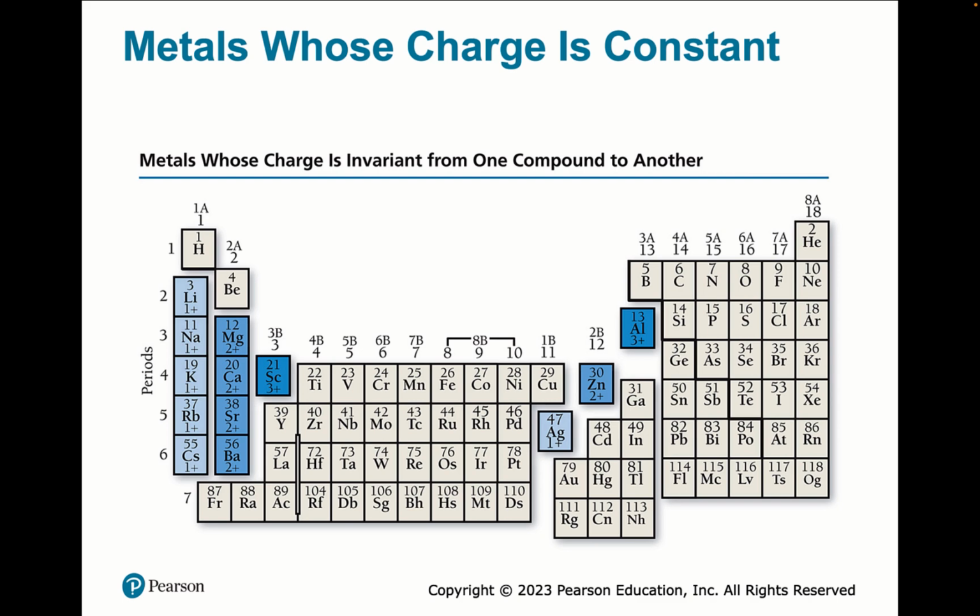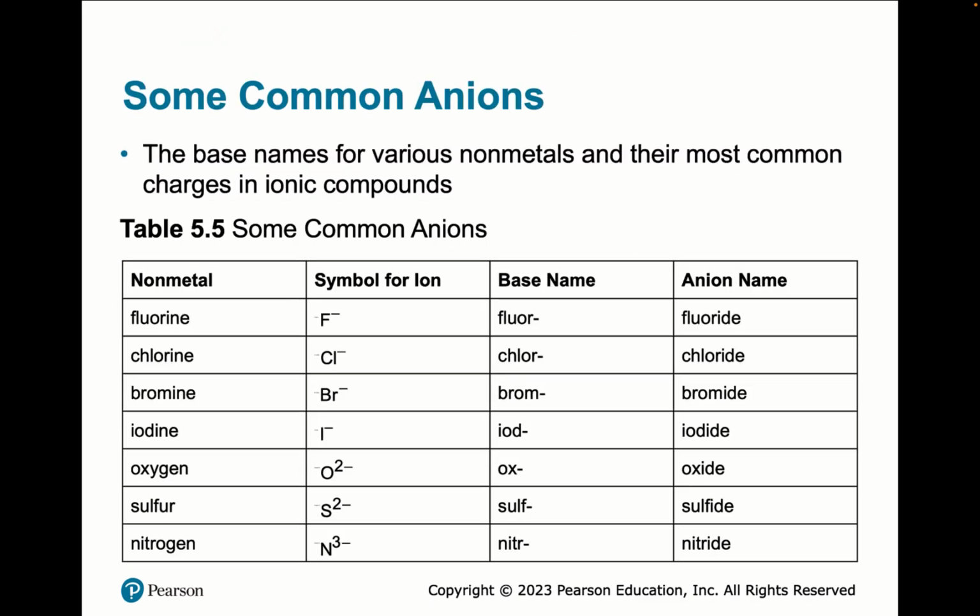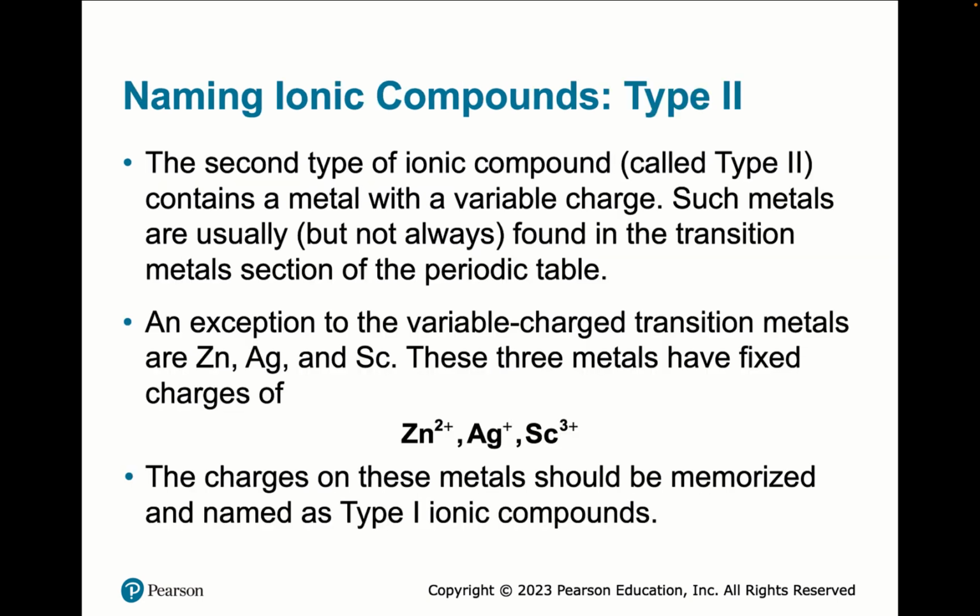So here are the elements that tend to have one charge, and these are the names. I'm going to go ahead and say them. The nonmetal element and anion name: fluorine, fluoride, chlorine, chloride, bromine, bromide, iodine, iodide, oxygen, oxide, sulfur, sulfide, nitrogen, nitride. So the type 2, and that just means the ones with variable charge.